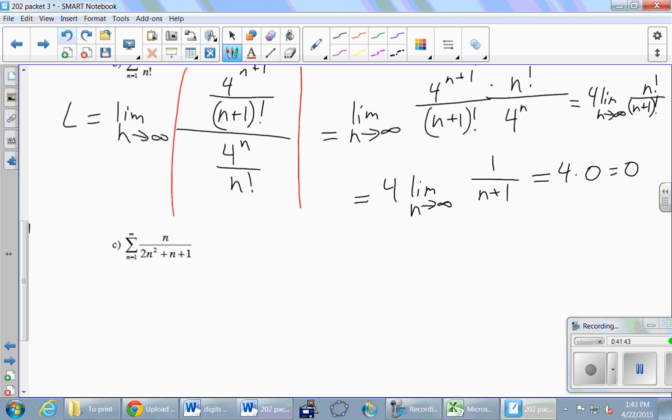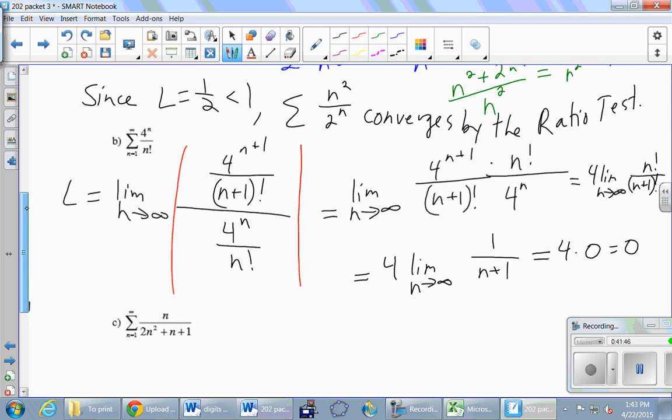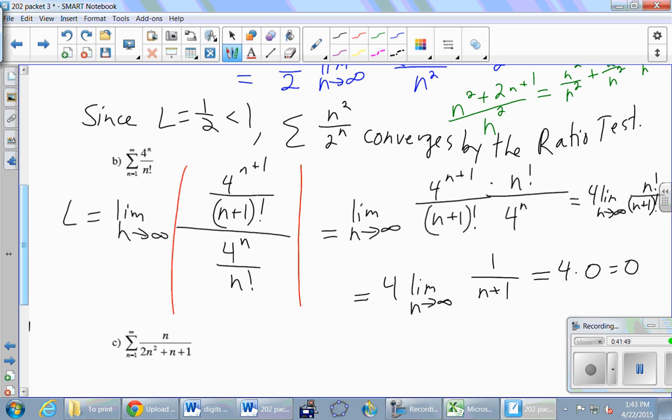Okay, so go ahead and write a sentence, quite similar to that sentence in black. I'll flash it up on the screen again. What was the limit in this case? 0. And 0 is less than 1. Same conclusion for the same reason as the previous one. I'll just say it: since L equals 0, less than 1, the series 4 to the n over n factorial converges by the ratio test.